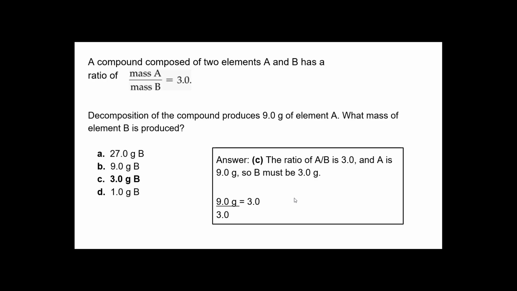So if you do that, what you can see here, then we can plug it back in to make sure. B must be 3 grams. So it's C. Mass B, the answer is C. And that's it.